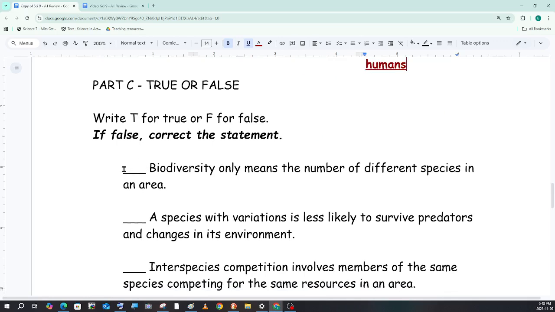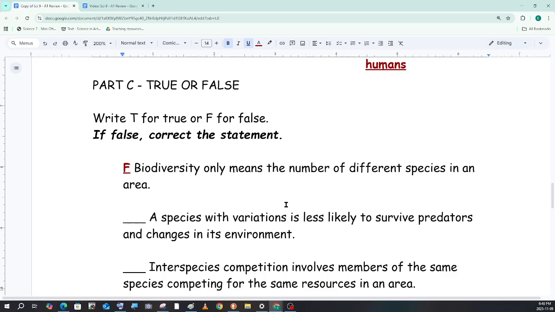The first one says biodiversity only means the number of different species in an area. Okay, this is false. Biodiversity actually refers to much more than that. First of all, it refers to all of the different life forms on planet Earth and their complexity, their differences in genetics, their differences in where you find them. The term biodiversity deals with much more than just the number of different species in a certain area. So that is false.